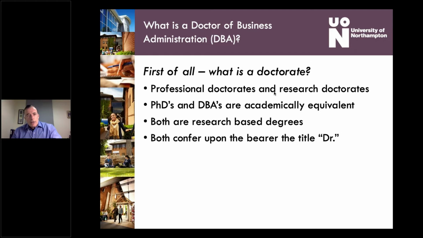There are two types of doctorate degrees. One type we call professional doctorates, and they're for people who study at doctoral level but are primarily involved in a profession. For example, if you're ill and you go and see your doctor, that doctor will usually have a professional doctorate. They'll have an MD, Doctor of Medicine.